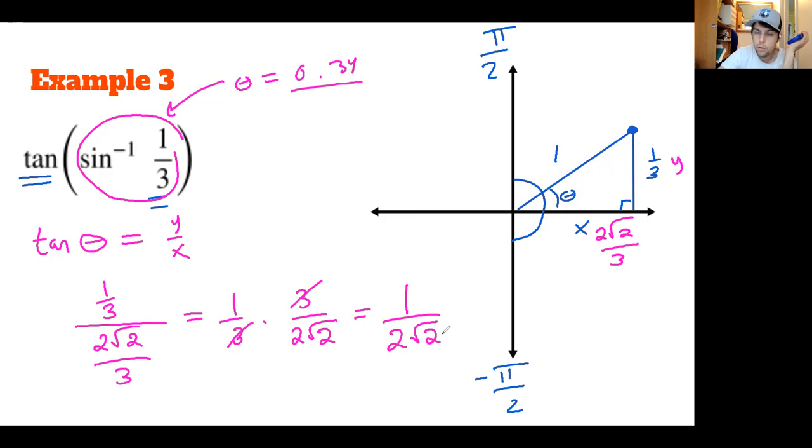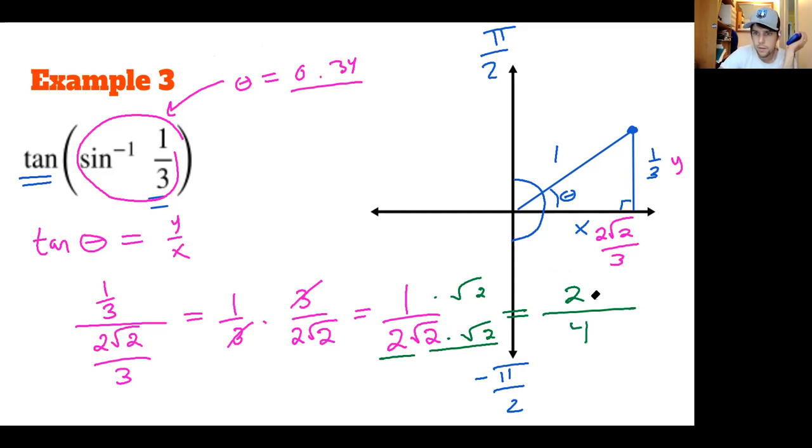1/2 square root 2. And at this point, generally we would rationalize this. Multiply the top and the bottom by the square root of 2. In the numerator here, we end up with the square root of 2. And in the denominator, we have 2 times 2, which is 4.